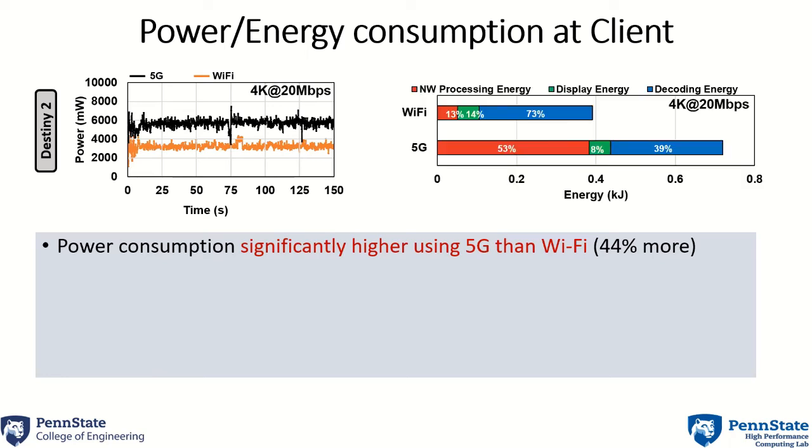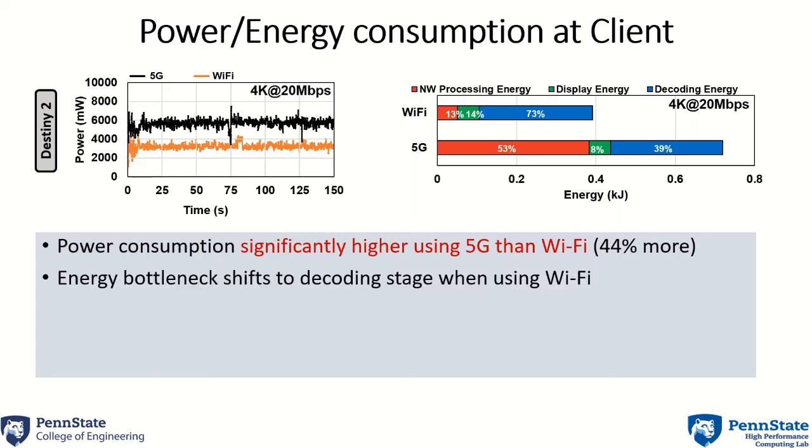Similarly, for the energy breakdown, we break down the overall energy consumption across three main components, that is the network, display, and the decoding units in the client device. When using Wi-Fi, we can clearly see that the energy bottleneck shifts to the decoding stage. That is, it attributes to around 73% of the overall energy consumption. Whereas when using 5G, the network processing energy dominates, which is around 7.5x more than when it was using Wi-Fi.